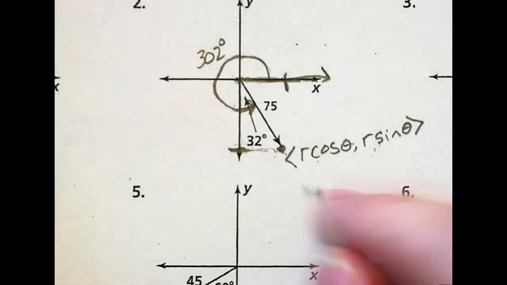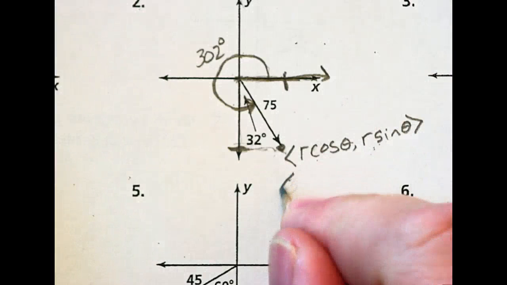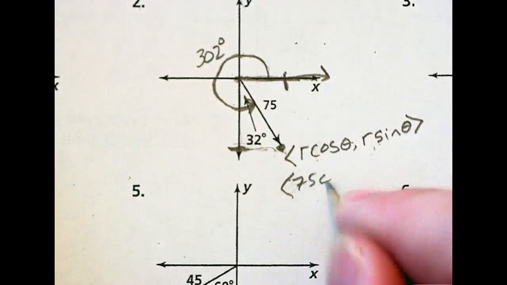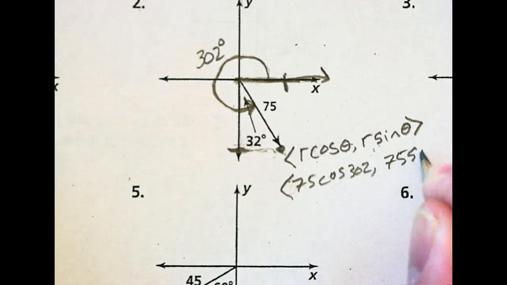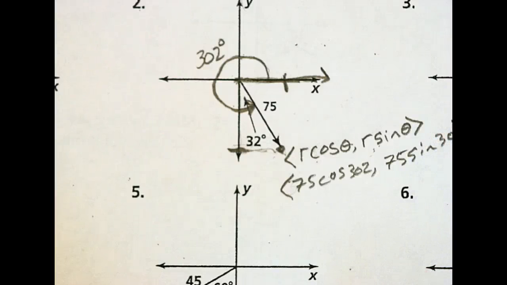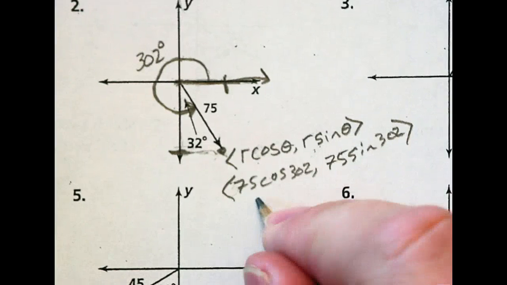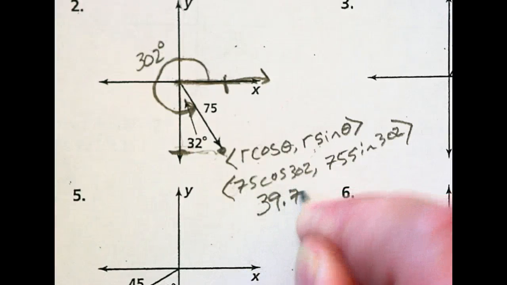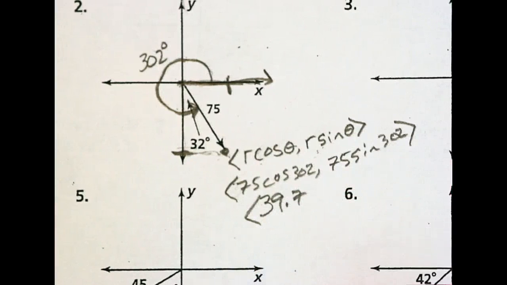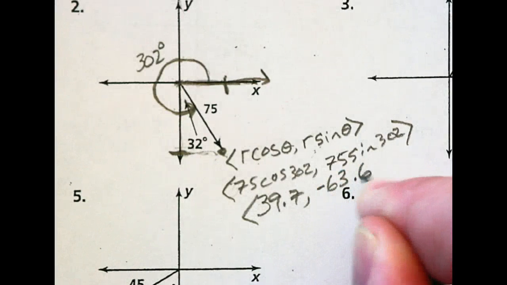When you put these things in, you should have r, which is r is what? 75. 75 cosine 302 and 75 sine 302. Okay, what's 75 cos 302? What's that? 39.7? Okay. And what's 75 sine 302? Negative 63.6. Okay.